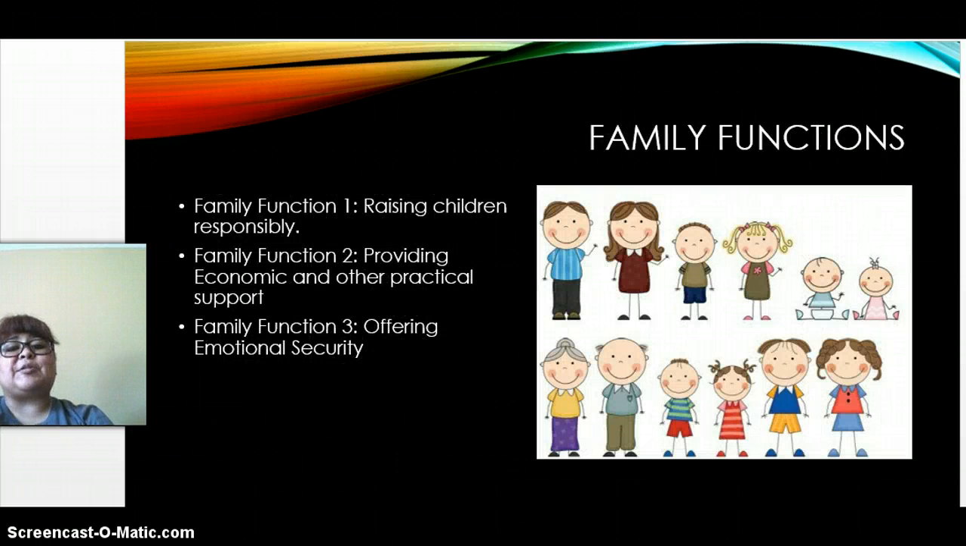Another thing that goes along with families are family functions. Now, family functions can be seen across the board in all types of families. Those family functions are 1. Raising children responsibly, 2. Providing economic and other practical support, and 3. Emotional security.